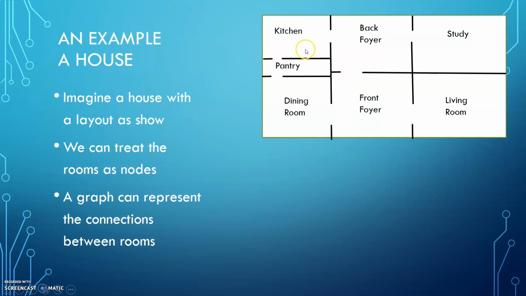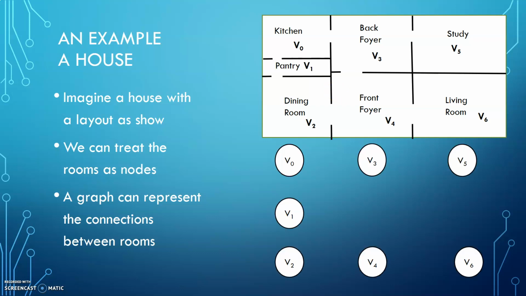So if I were to look at this as each room being a node, then what I can do is come up with vertices and say these are the vertices that we have in our graph. I just arbitrarily pick them, but the kitchen would be vertex 0, the pantry would be vertex 1, the dining room would be vertex 2, the back foyer vertex 3, the front foyer vertex 4, the study vertex 5, the living room vertex 6.